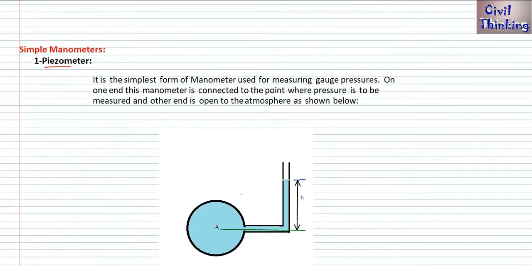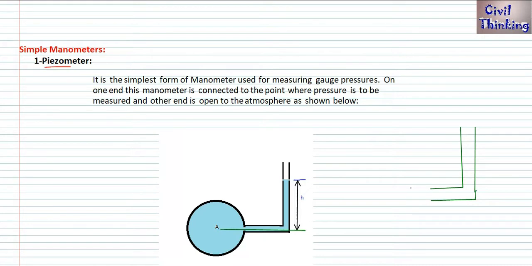Now see, there are 2 points. Basically, this piezometer is something like this. Let me draw it like this. It's continuous. Now this is the piezometer, just this.